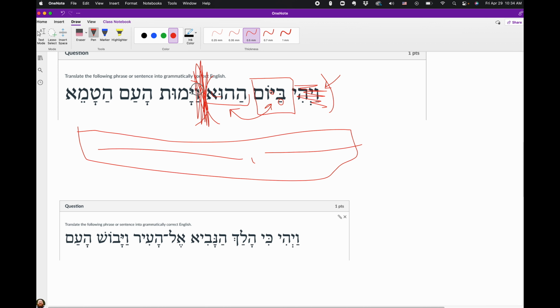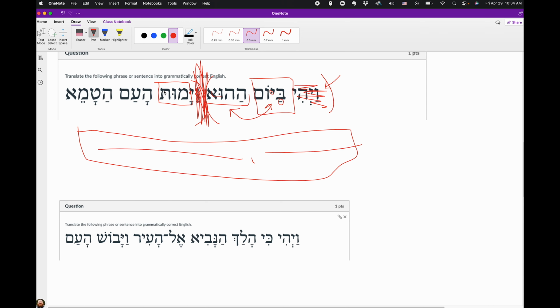Here we've got, let's just pretend like this vav relative isn't there. So we've got yamut, and we would ignore that dagesh as well. Yamut. Okay, well this is obviously from the hollow verb mut, which means to die, and the yod prefix without a suffix indicates that it is 3ms. So that would be he will die.